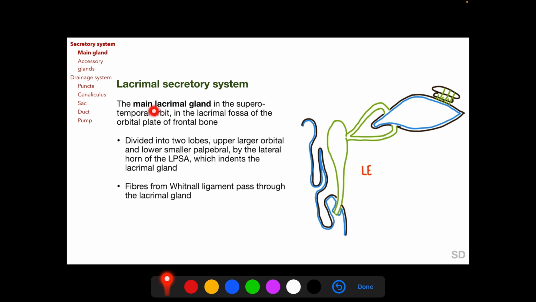The main lacrimal gland lies in the superiotemporal orbit, in the lacrimal fossa of the orbital plate of the frontal bone in the roof of the orbit. The lacrimal gland is divided into two lobes, the upper larger orbital lobe and the lower smaller palpebral lobe, and this division of the main lacrimal gland into the two lobes is made by an indentation created by the lateral horn of the LPS aponeurosis. Fibers from the Whitnall's ligament also pass through the lacrimal gland. We have described the anatomy of the LPSA and the Whitnall's ligament in detail in the previous sessions.